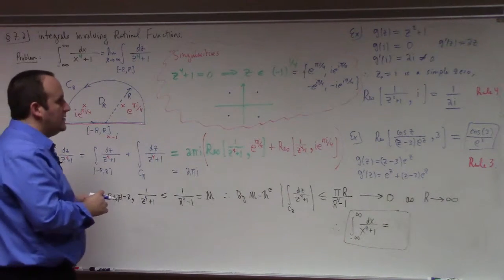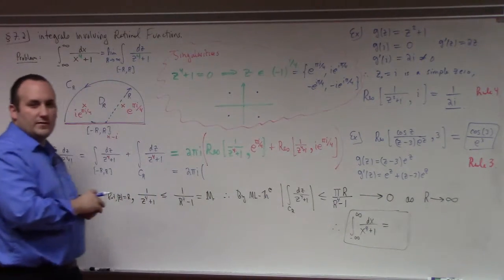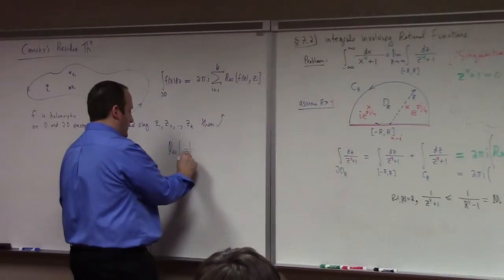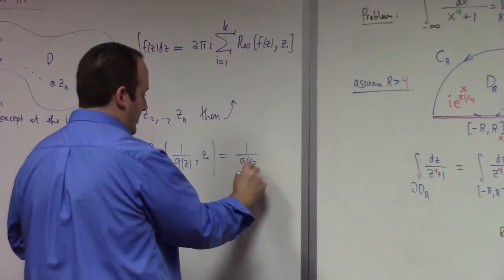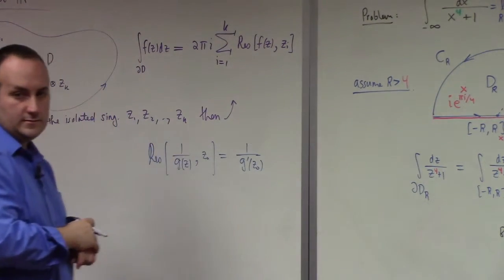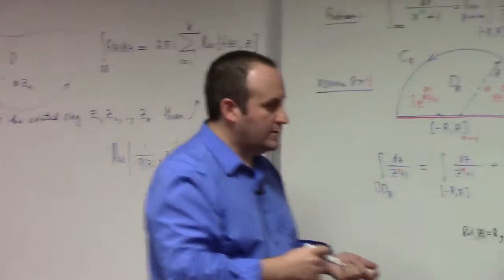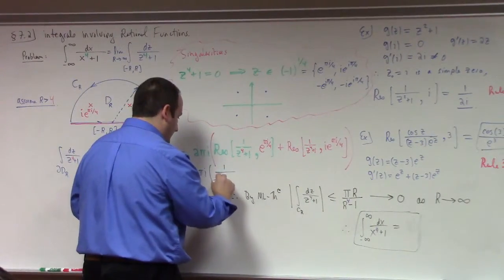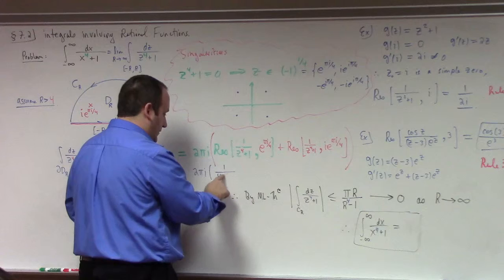We use the rule that I erased. Rule number 4, I think, is the tool to use here, which said what? The residue of 1 over g of z at z naught is just 1 over g prime of z naught, supposing z naught is a simple 0 of g. Well, e to the pi i over 4 is a simple 0 of that. So all I've got to do is 1 over 4 z cubed, evaluated at that.